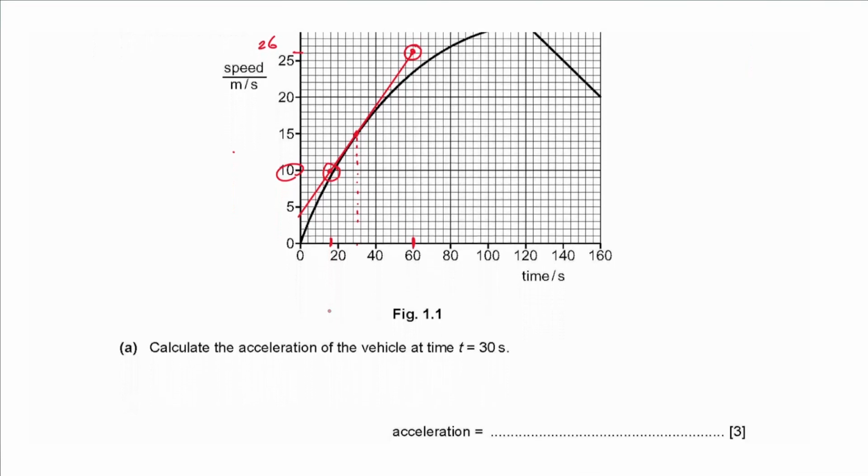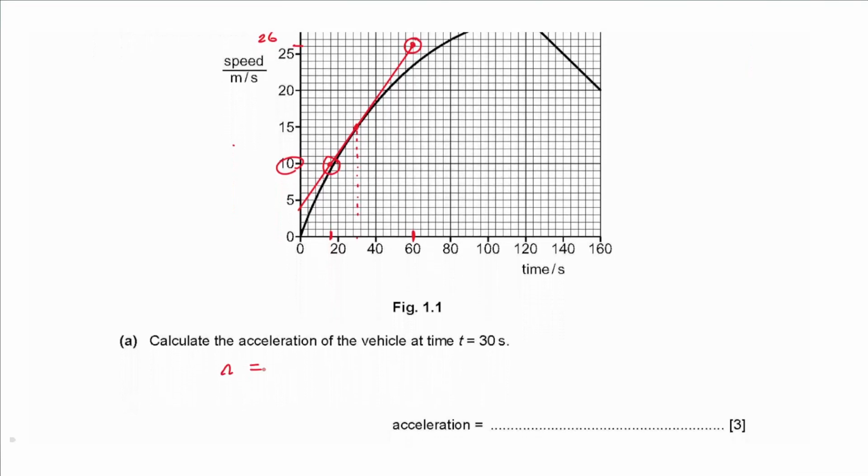So first we write down the equation that the acceleration is equal to the gradient, and then we substitute 26 minus 10 as y2 minus y1 over 60 minus 16 as x2 minus x1. That gives an answer of 0.363636 recurring. So we approximate that to two significant figures because the graph can give us two significant figures. So we write the answer as 0.36 and the unit is meters per second squared.